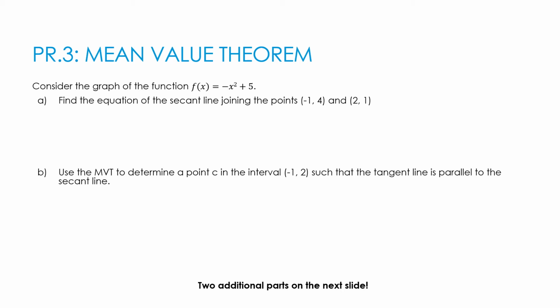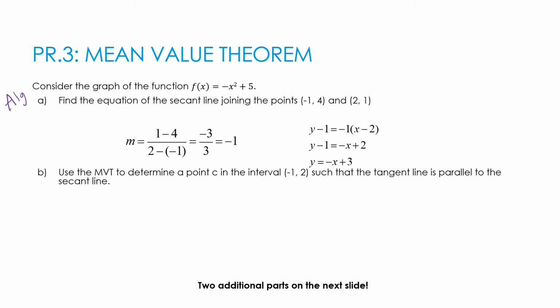So here we have a function f of x equals negative x squared plus 5. First thing we're going to do is find the equation of the secant line that joins the 2 points, negative 1, 4, and 2, 1. So this is just algebra. That's an easy one.